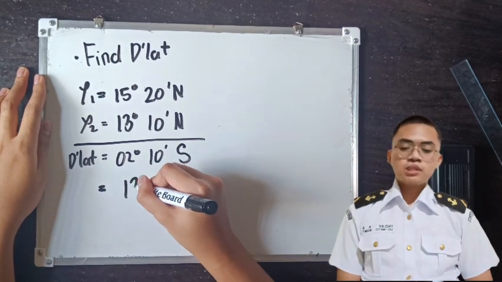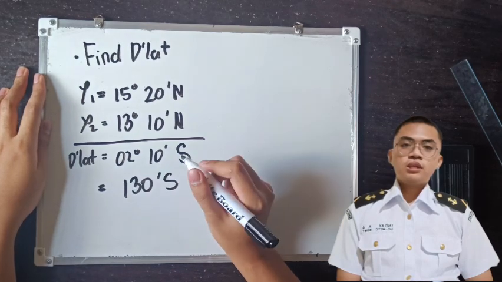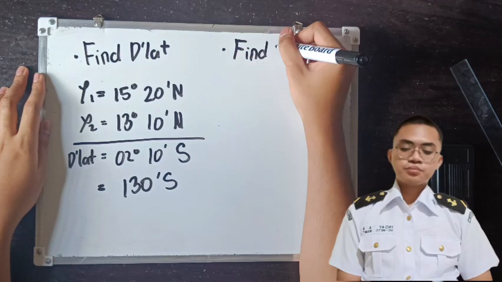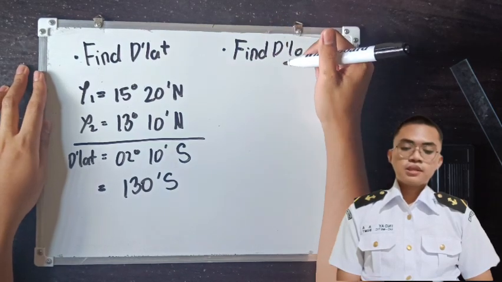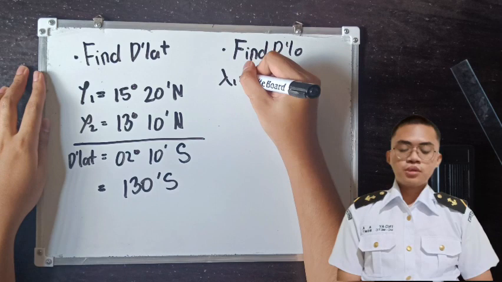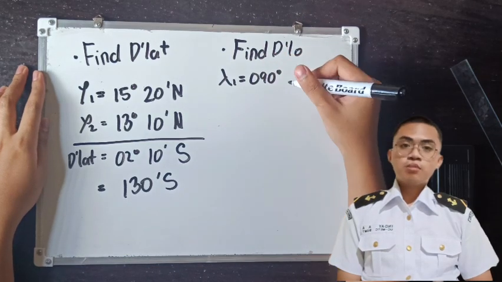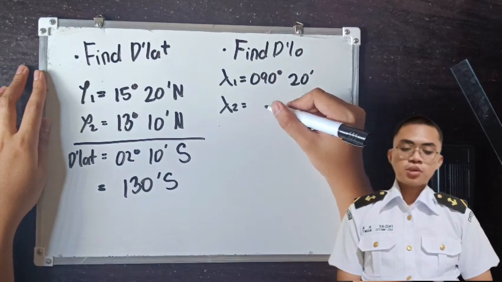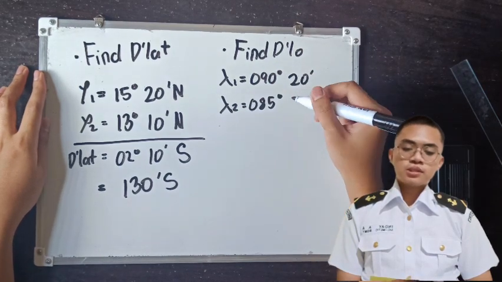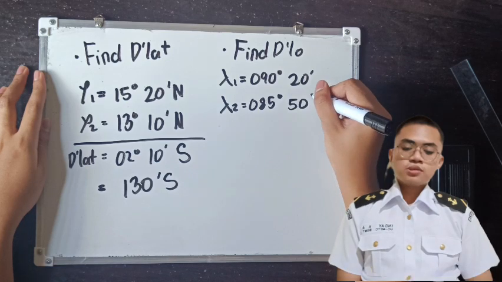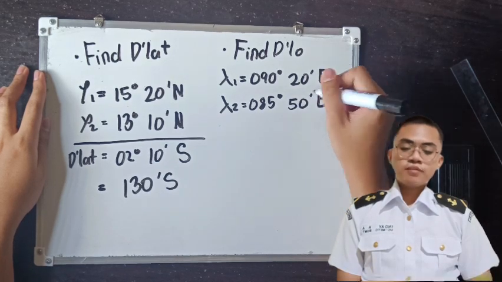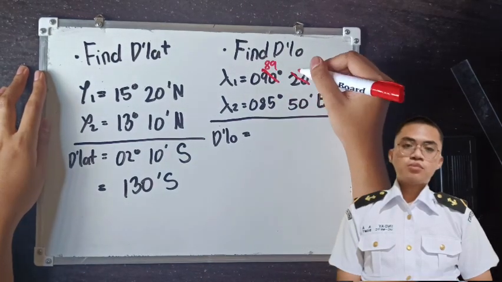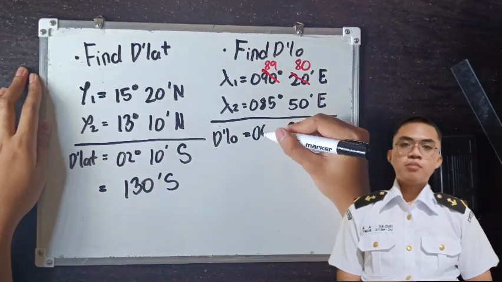converting it into minutes by multiplying the degrees by 60 and adding the minutes, we have 130 minutes south. The next is to obtain the d-long. Since both the longitudes are in the same hemisphere, we must subtract. We have 90 degrees 20 minutes east minus 85 degrees 50 minutes east is equal to 4 degrees 30 minutes west, or equal to 270 minutes west.